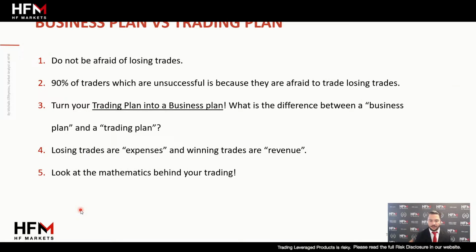So a trading plan, yes, it will tell you the risk, it will tell you the exposure, it will tell you your take profit, your stop loss, it will tell you what assets you're going to be trading, which times you're going to be trading, and so on and so forth. But turn it into a business plan. Now, what do I mean by a business plan? What is the difference between a trading plan and a business plan? A business plan, ladies and gentlemen, you're looking at turnover and you're looking at expenditure.